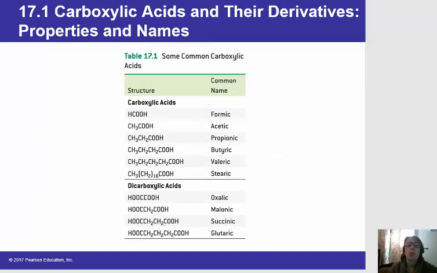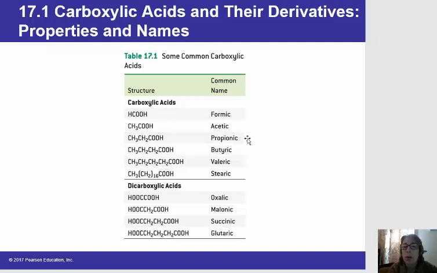So Table 17.1 will be good to have marked in your textbook so you can refer to it for these common names. A carboxylic acid with 1 carbon is formic acid. Formic acid is found in ant stings, and so formic comes from the Latin word for ant. Acetic comes from the Latin word for sour. It has 2 carbons, we would call that ethanoic acid. Formic acid we would call methanoic acid.